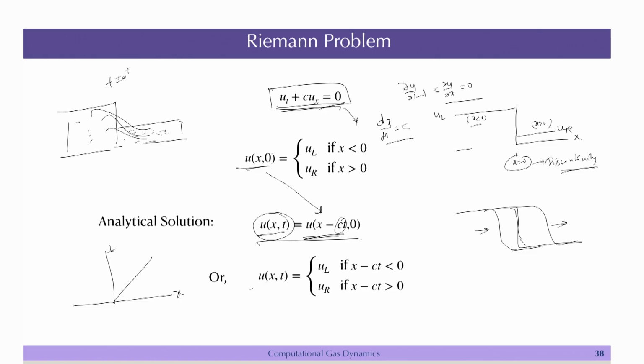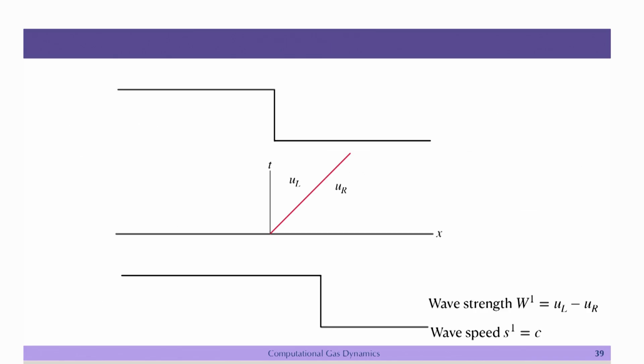So, u at x, t is basically u_L if x minus ct is less than 0, or u_R if x minus ct is greater than 0. So, let us take an example. Let us say this is my Riemann problem, this is the initial condition at t equal to 0, this will be my characteristic, and c is positive here, so it is going on the right hand side, the convection on the right hand side. So, it will just get convected.